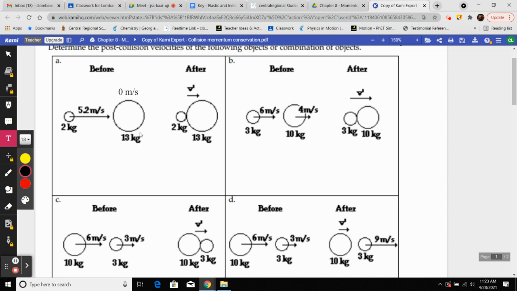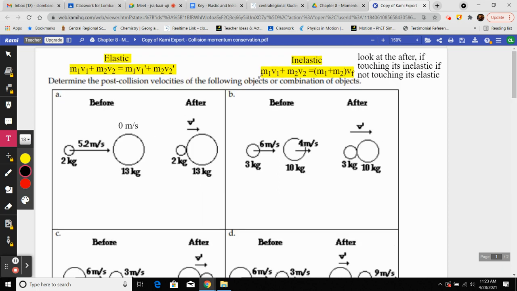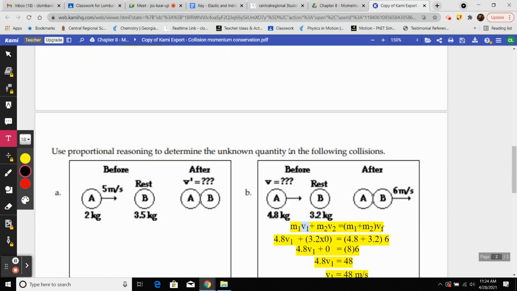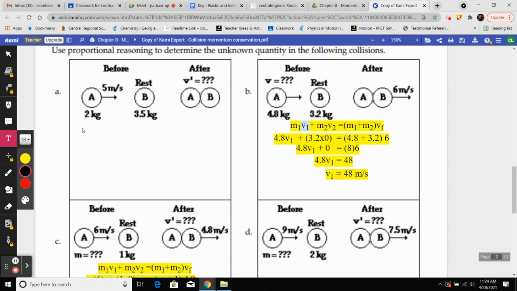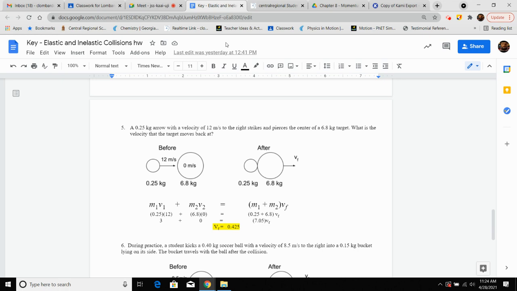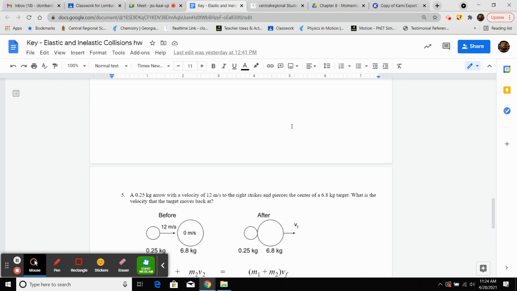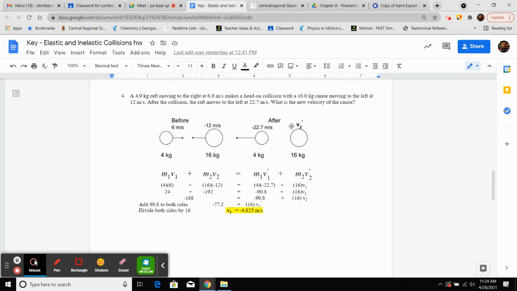Just remember, to complete this correctly, you've got to use the correct equation, and this one is just like one of the inelastic equations at the top. Again, I've also posted the answer key to last night's homework. There are example problems there that are fully worked out that you can use as well. So you guys are going to complete this now.